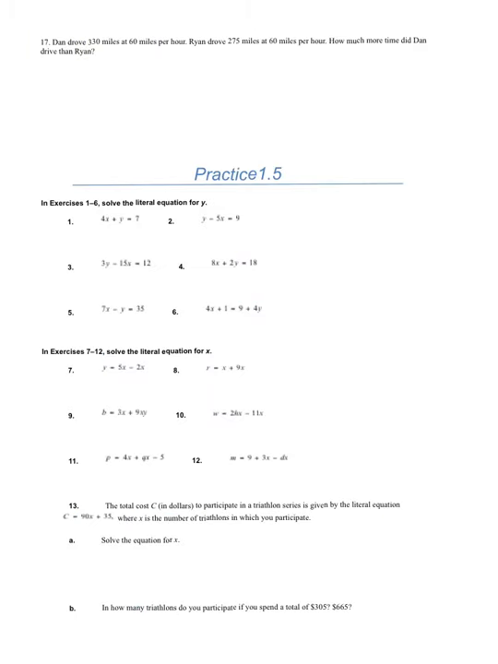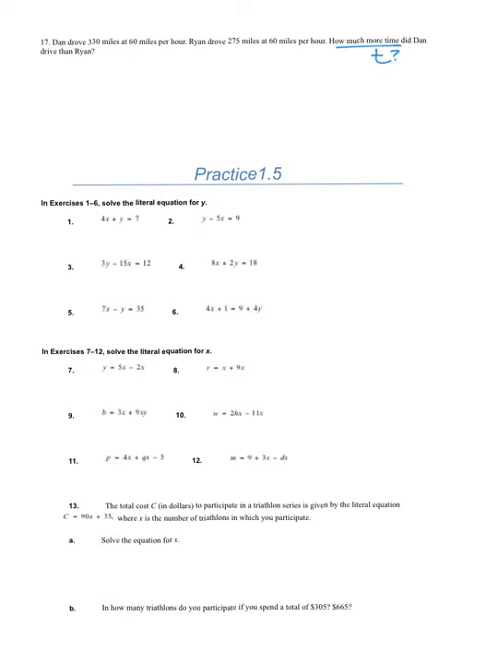All right, last one. Stick with me. For this one, we have Dan driving 330 miles at 60 miles per hour and Ryan driving 275 miles at 60 miles per hour. We want to know how much more time Dan drove than Ryan. So essentially, we want to know how much time. It means we're solving for t. In both cases, I'm going to solve for t, and then at the end, I'm just going to find the difference between them.